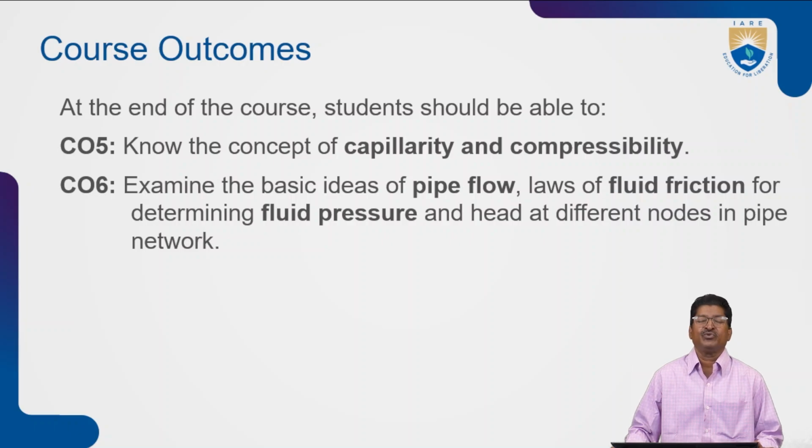Course outcome 6 is the pipe flow or frictional losses. Whenever a fluid is flowing inside the pipe, the inner surface of the pipe material and the surface of the fluid will have frictional forces while moving. From one point to another point, if a fluid is flowing, there will be frictional losses. That means energy loss will happen. Those basic concepts of pipe flow, fluid friction, fluid pressure, and head at different nodes of the pipe network come under course outcome 6.